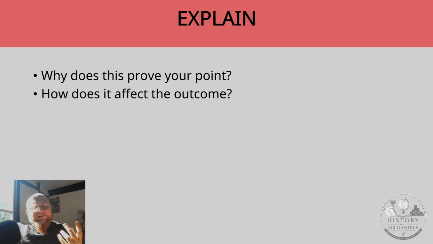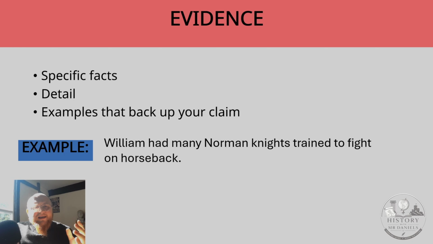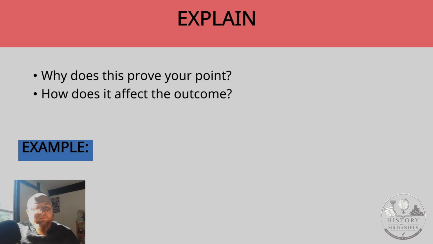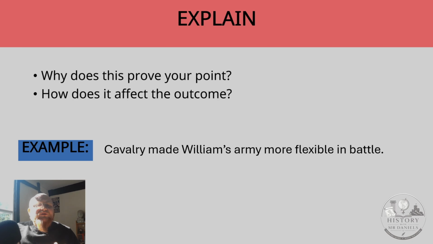Then it's your explanation. This is your key historical skill. You explain, why does that actually prove your point? How does it affect the outcome? Why does the fact that William had many Norman knights trained to fight on horseback actually matter? Well, the cavalry made William's army more flexible in battle.